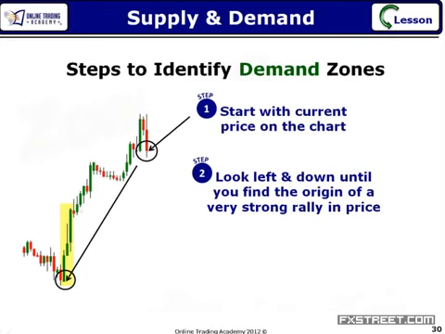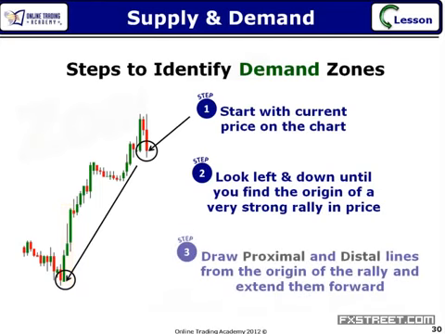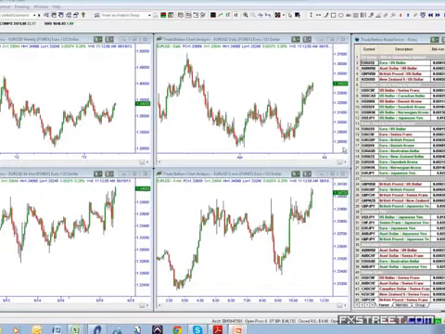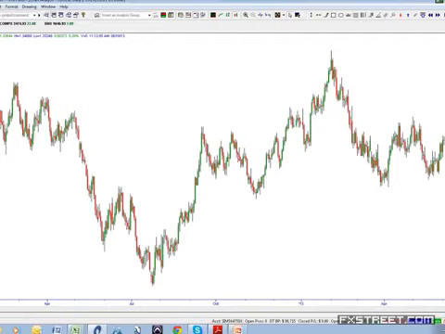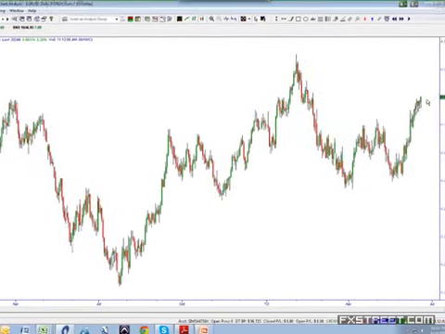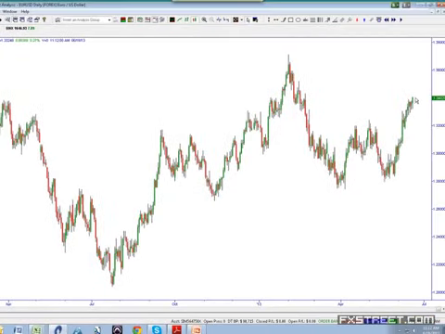Once I've found that demand zone, what I will then do is draw out my proximal and distal lines and extend them forward. This is going to give me the area where I will buy or sell should prices return to that area of demand. So going out to a live chart, I've got the euro dollar here, and we can start on any time frame. I'll start with the daily chart. And to find my area of demand, I start at current price, 34.02.